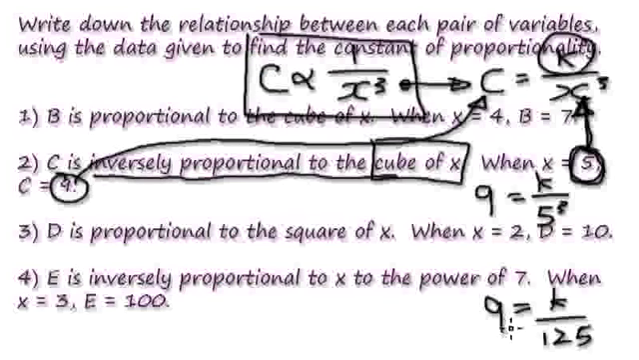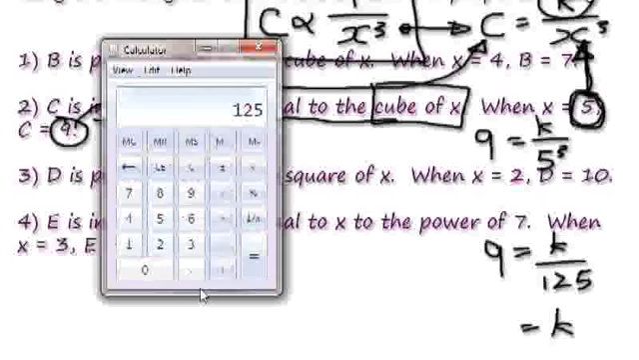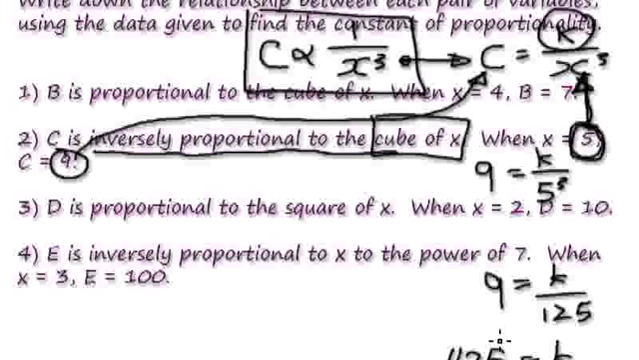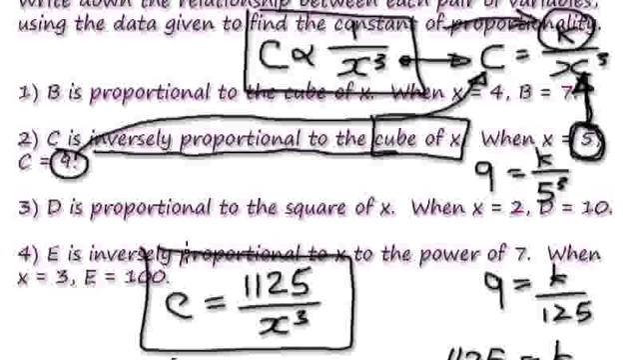So k here equals 125 times 9. So 125 times 9 equals 1125. So that's k there. Now put that value into this k here. So c equals 1125 over x to the power of 3. So this is your relationship.